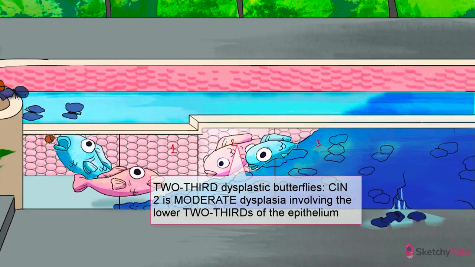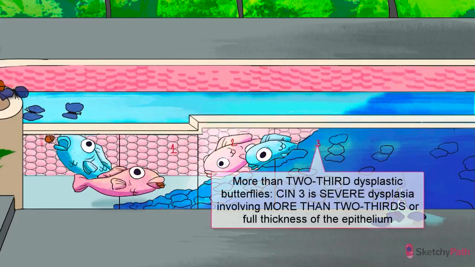CIN 2 is characterized by moderate dysplasia, involving the lower basal 2/3 of the epithelium, usually with some coilocytes above. CIN 3 is marked by severe dysplasia involving up to the full thickness of the epithelium. When that happens, it can be called carcinoma in situ. The cells are disorganized and just kinda dark purple and gross looking.